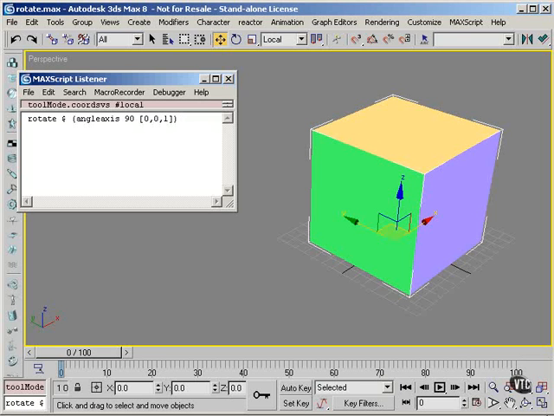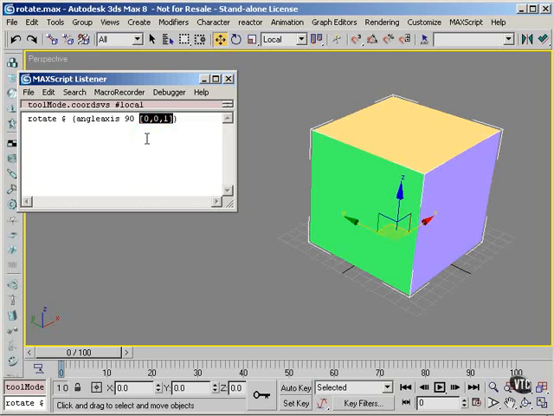Now we're going to look at rotation, and specifically we're going to look at the angle axis type of rotation. This is rotation defined as an angle and an axis of rotation. So for example, here's the angle. We're going to rotate the object 90 degrees. And here's the axis of rotation.